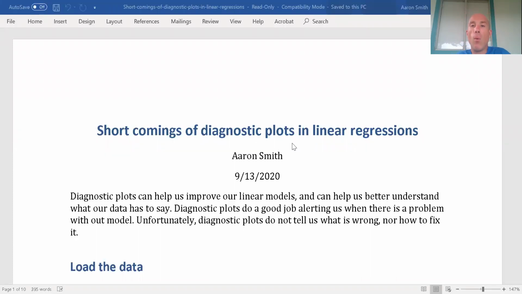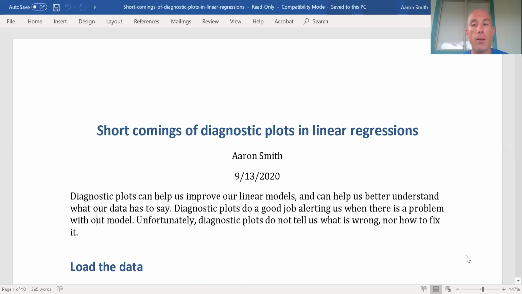What we're going to look at today is a situation where we have an incorrect model structure. So the mathematical equation that I'm using is not the mathematical equation of the underlying system. And so no matter what I do with my diagnostic plots, there's going to be no indication of what I should do. I just know something's wrong, and the plots aren't going to tell me how to fix it.